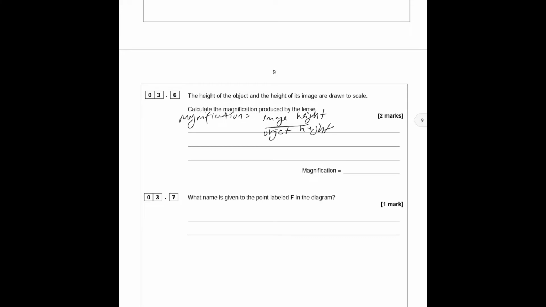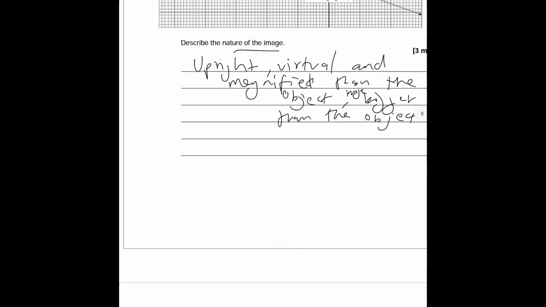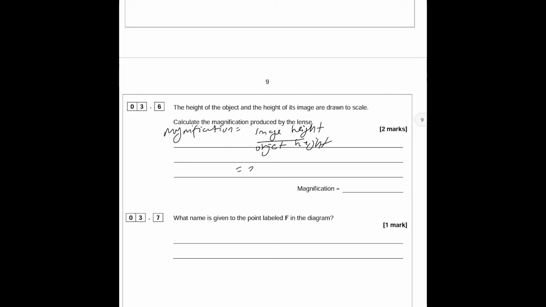Okay, so the image height divided by the object height. By just guessing, if you use a ruler to measure the height of the image, it should be approximately 3.1, right? And for the object, I think it should be 1 based on the scale. Or you could just do the other way around. There are many ways to do this question. So 3.1, I'm going to leave it as 3.1. You can use concepts but the answer is in the range 3.0 to 3.1.